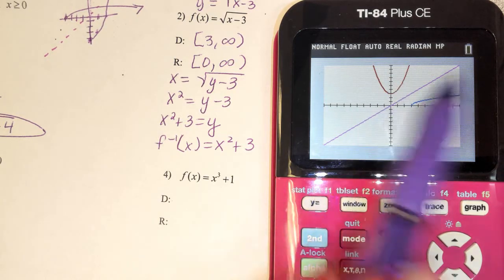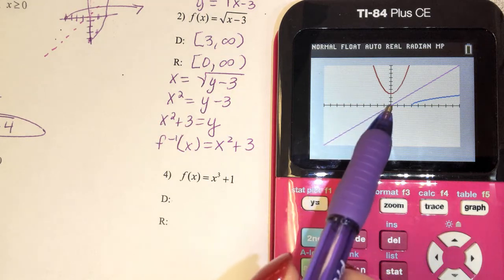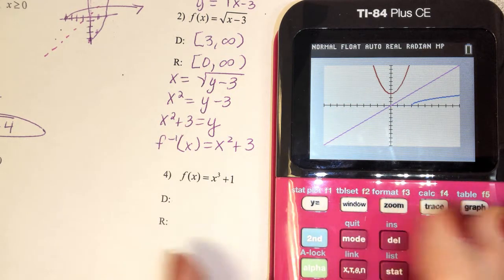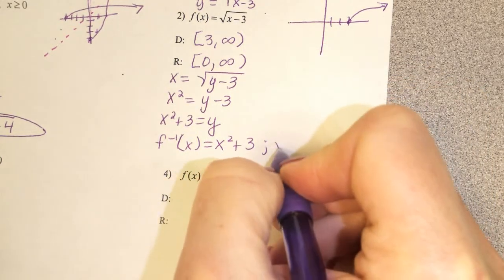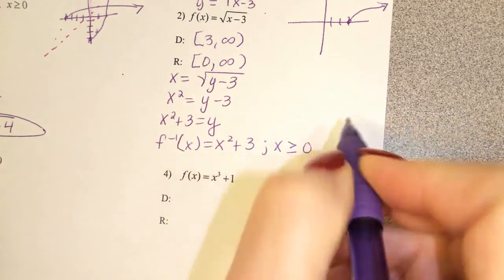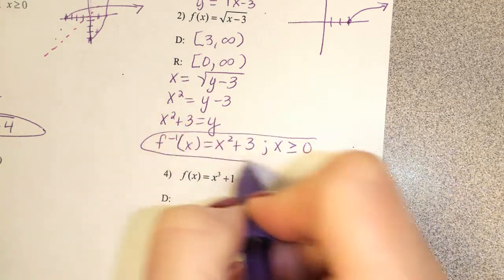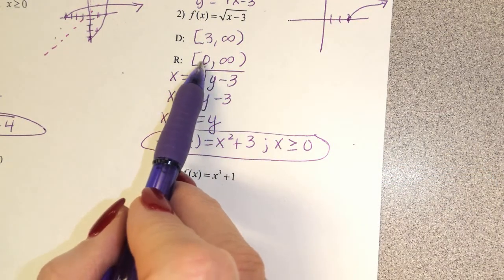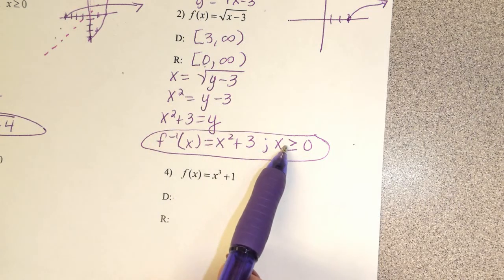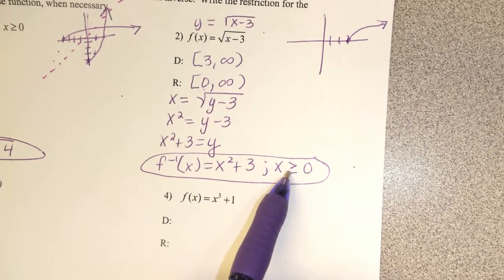So what am I going to have to say to make it truly an inverse? Allison? Right. This is only the inverse if x is greater than or equal to 0. I can find that by looking at this range. Whatever this range is must be the domain for this new one.